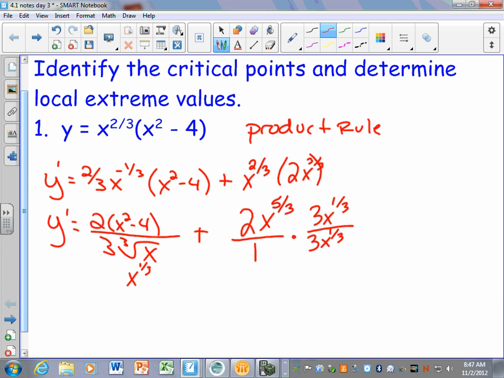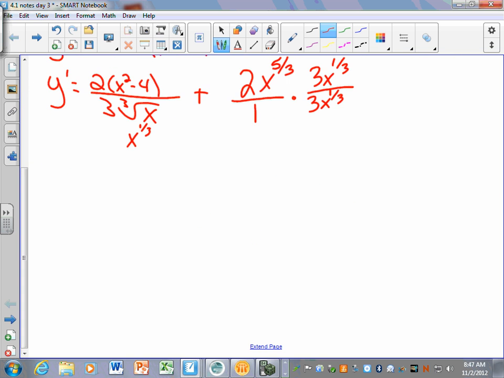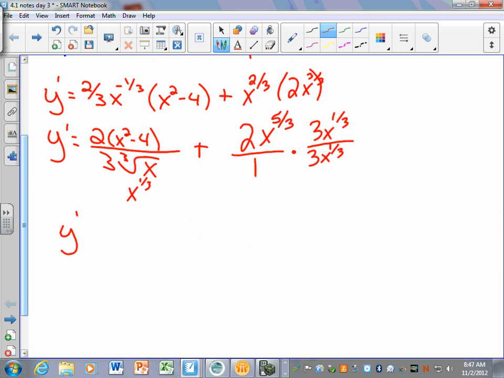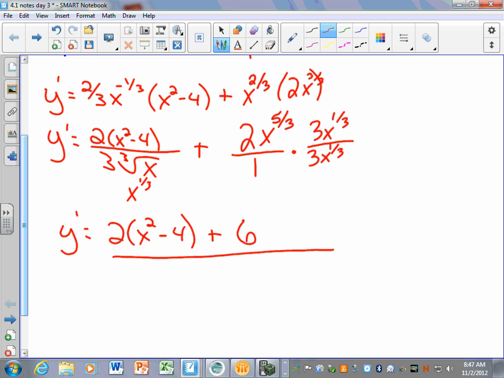It works out so nice on the top there. Look at those fractions. Over here I still have 2 times x squared minus 4. But if I put this all as one big fraction, what do I get on the top up here? 6. And x to the 5/3 times x to the 1/3, I'm adding those, and I get x to the 6/3, which is x squared. Which makes it so much nicer to solve it.